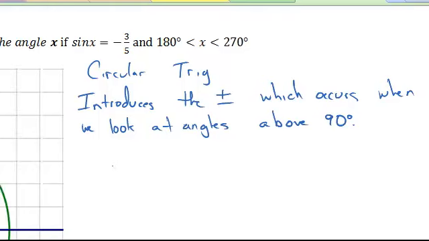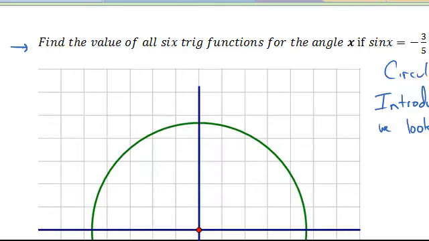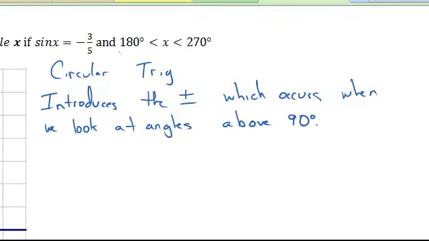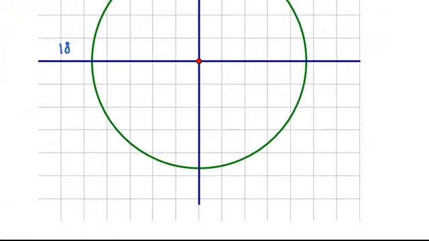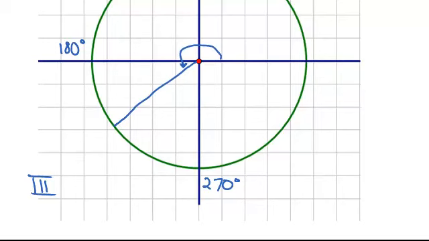Find the value of all 6 trig functions for the angle x if sine x equals minus 3 over 5, and the angle itself is between 180 degrees and 270 degrees. So let's start at the end with 180 to 270 degrees. That tells us where we expect to find the angle. Now, 180 degrees around our unit circle and 270 degrees marks off our angle as being in the third quadrant. So we'll imagine some arbitrary angle in the third quadrant, and say, we rotate all the way around to this.